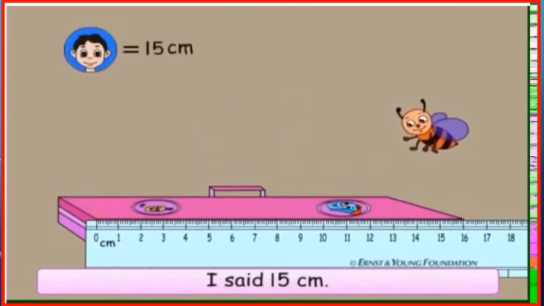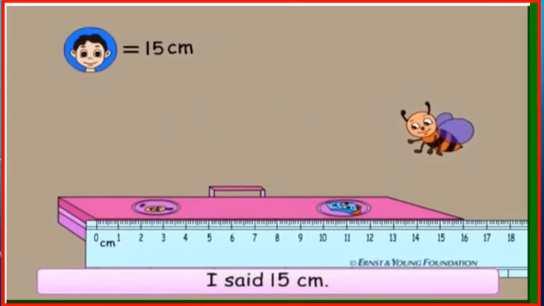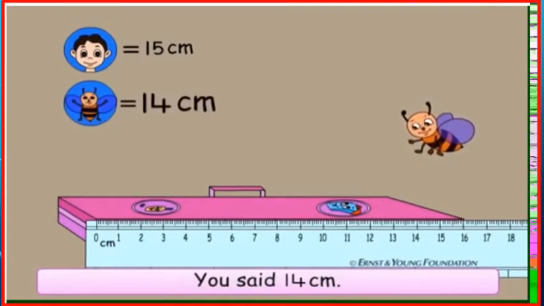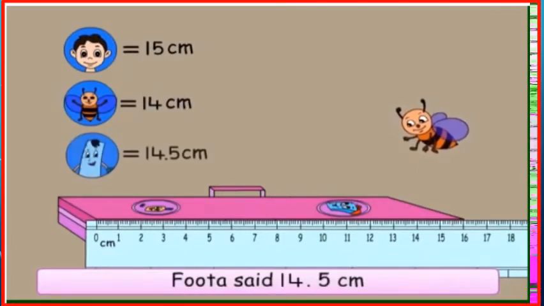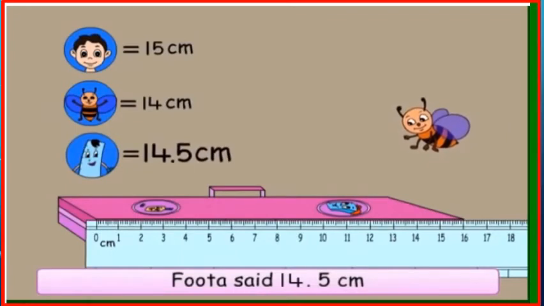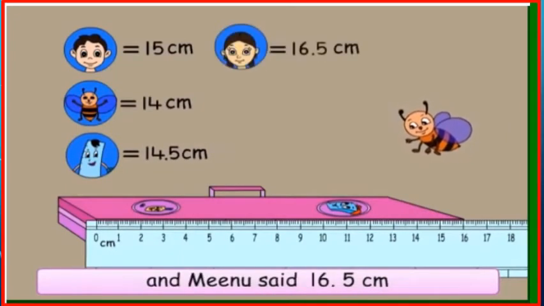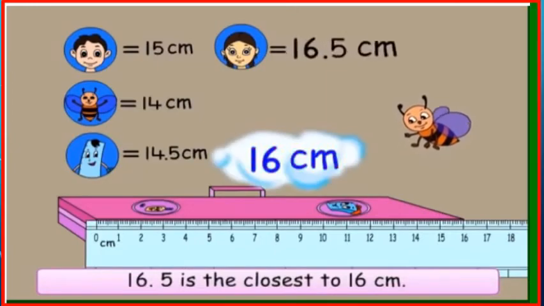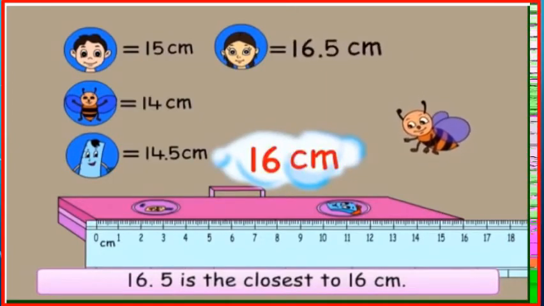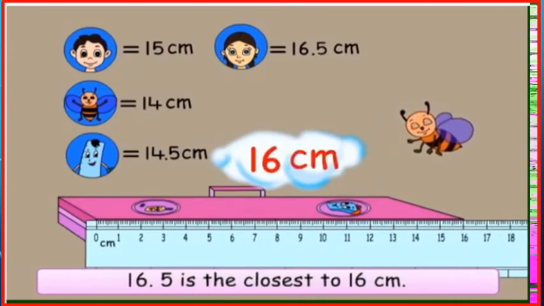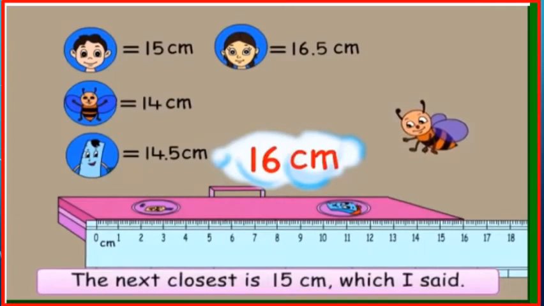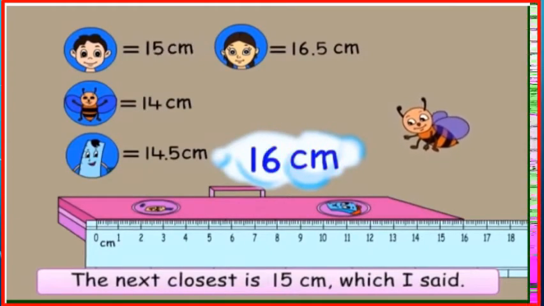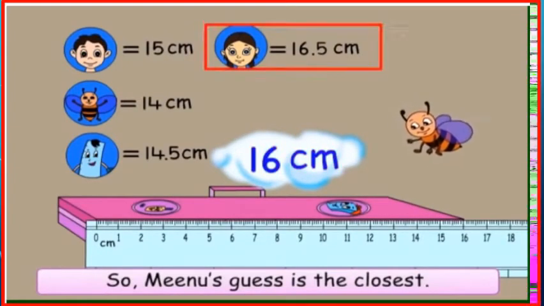I said 15 centimeters. You said 14 centimeters. Futta said 14.5 centimeters. And Meenu said 16.5 centimeters. 16.5 is the closest to 16 centimeters. The next closest is 15 centimeters, which I said. So Meenu's guess is the closest.